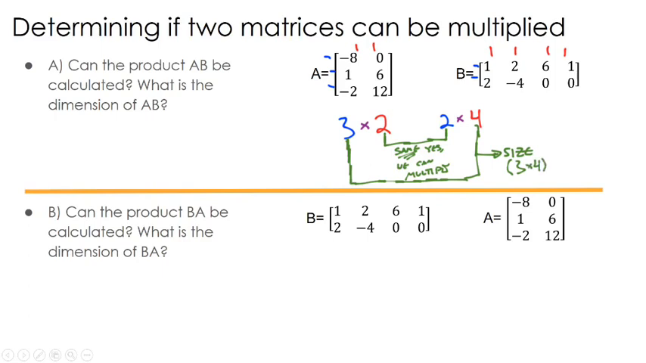Okay? So let's play the same game down here. Let's see if we can find the product of BA. First we have to figure out, can BA be calculated, and what is the dimension of BA? Just like last time, I have a 2 by 4 here, and then this matrix is a 3 by 2 because you've got the 3 rows and the 2 columns. Now, as I look right here, since these two numbers are not the same, since 4 is not the same as 3, no, we cannot multiply.